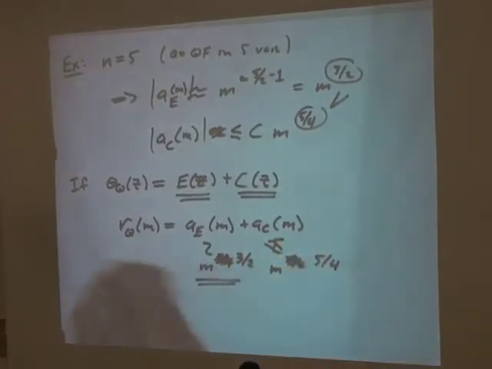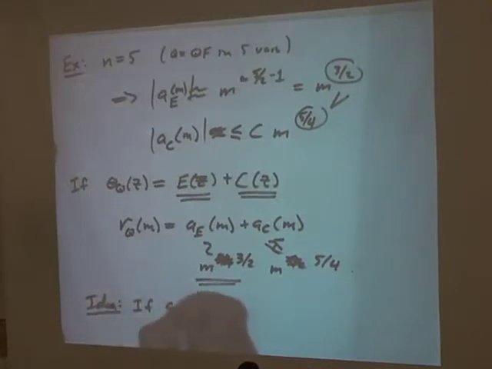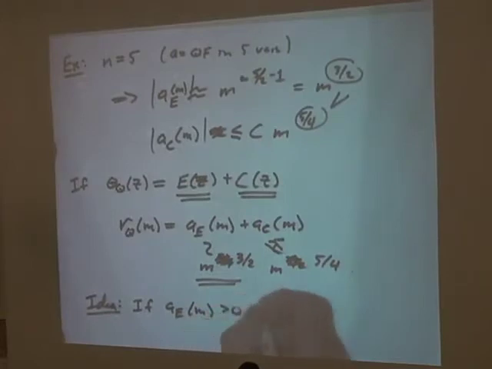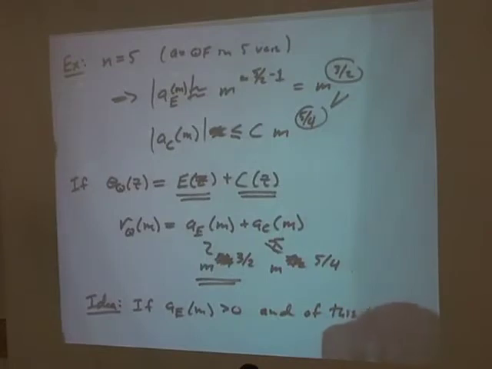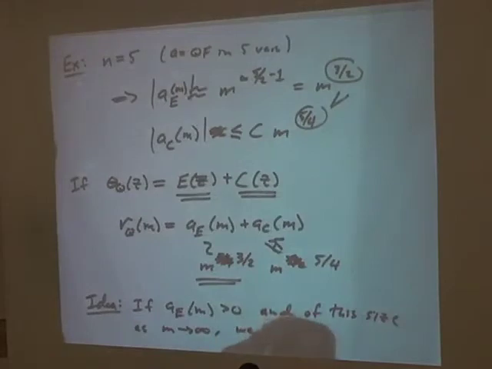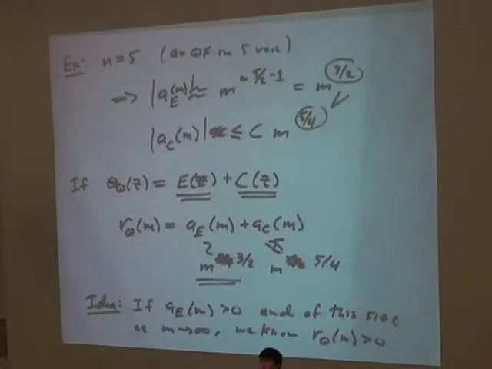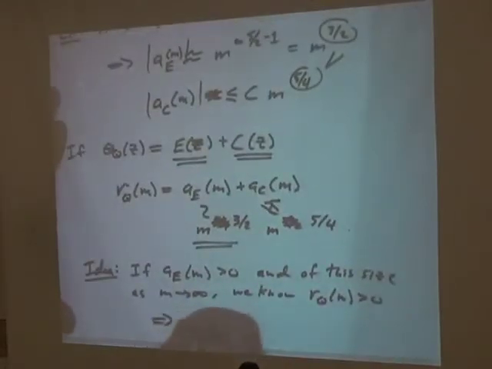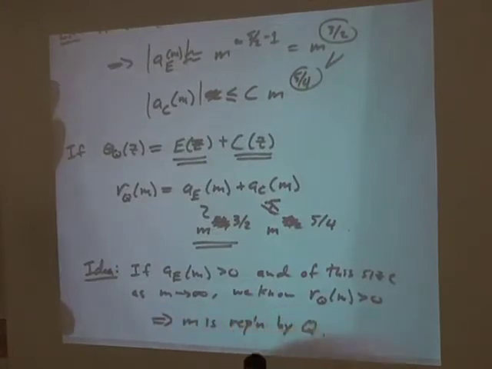Okay. So the idea is that if we can show that a sub e of m is greater than 0 and of this size, as m approaches infinity in some way, we know that r sub q of m is greater than 0. So in particular, this means that m is represented by the quadratic form q. This is an asymptotic kind of a statement.